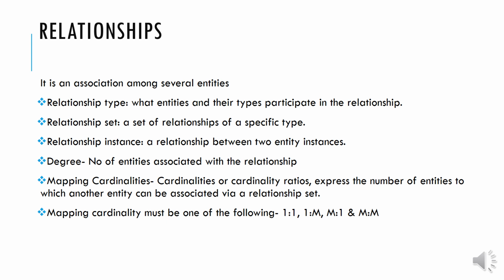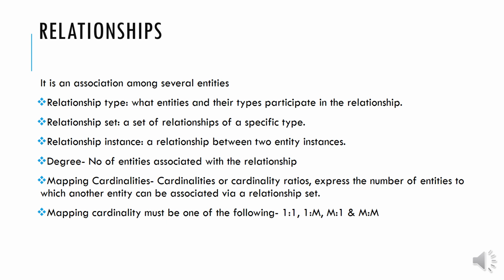Then we have one to many. In one to many, going with the same example of A and B, an entity in A is associated with any number, zero or more, of entities in B, and an entity in B, however, can be associated with at most one entity in A. Then we move towards many-to-one mapping cardinality. With the same example, an entity in A is associated with at most one entity in B, and an entity in B, however, can be associated with any number of entities in A.